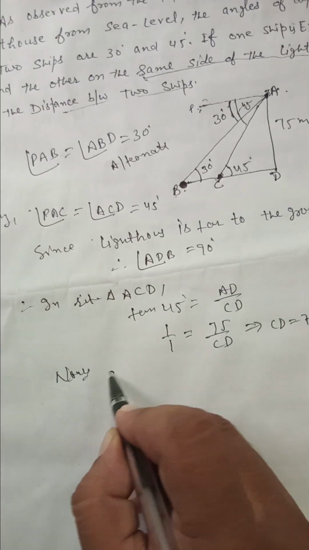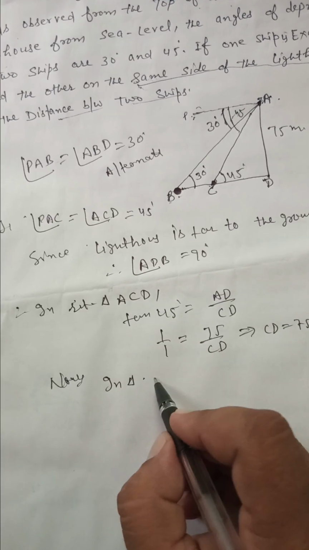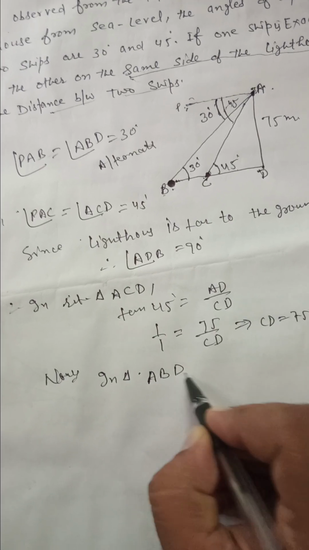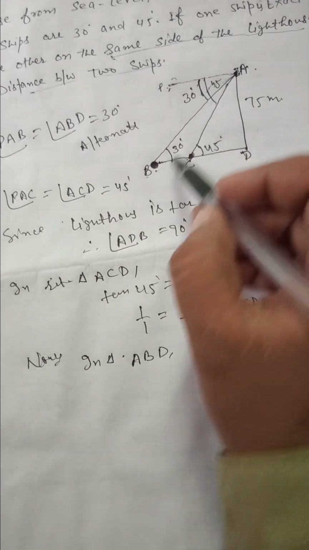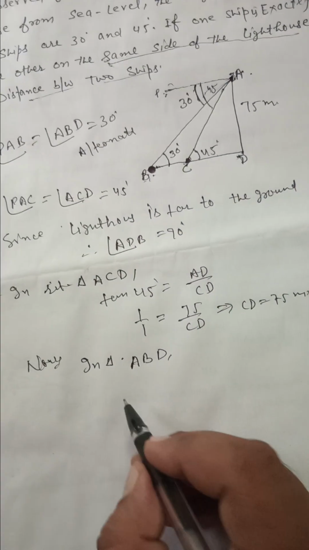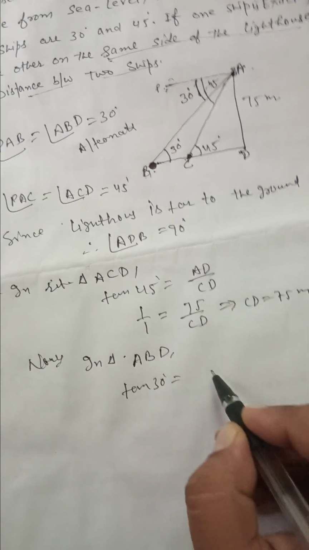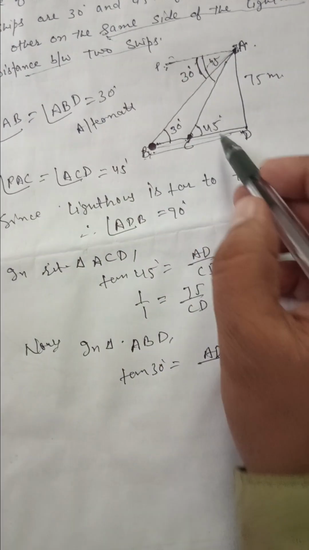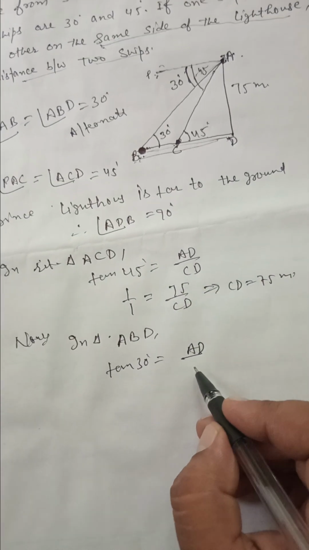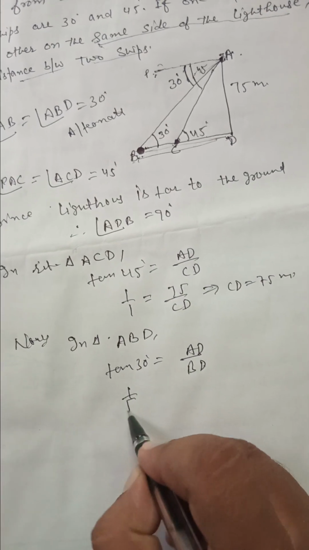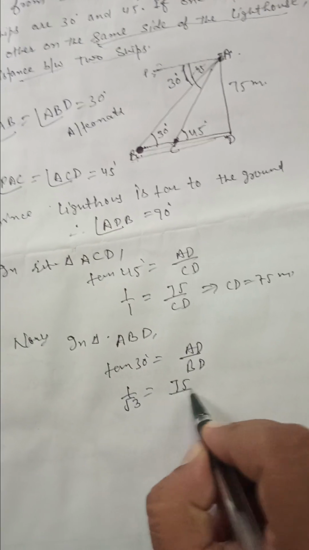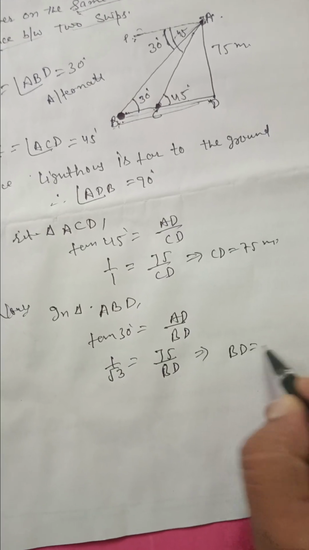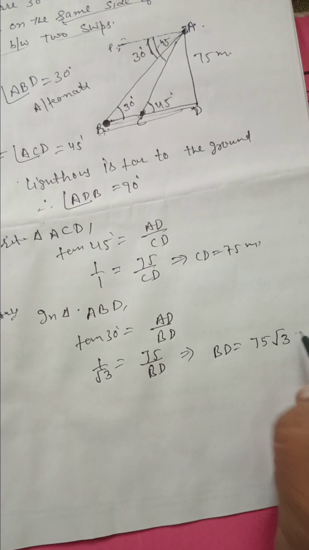Now in triangle ABD, tan 30 equals perpendicular over base, where the base is BD. Tan 30 is 1 by root 3 and AD is 75; BD remains as it is, and by cross multiplying, BD equals 75 into root 3.